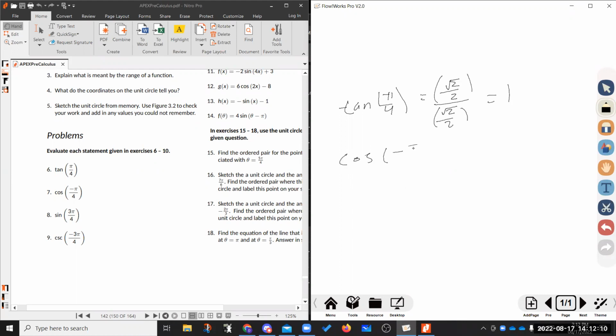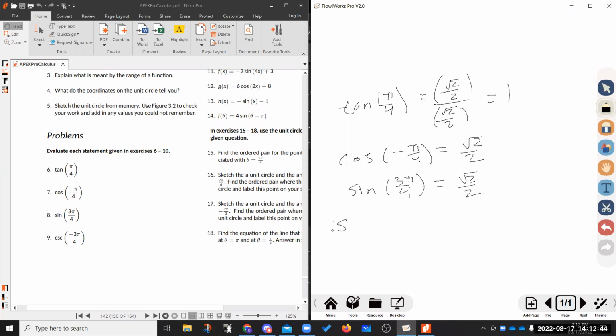Cosine of negative pi over 4 radians, so this is going to be the same as the cosine of negative 45 degrees. Cosine is going to be positive in quadrant 4, so this is going to be root 2 over 2. Sine of 3 pi over 4. 3 pi over 4 is in quadrant 2. The sine value is positive there, so that's root 2 over 2 because it has a 45-degree reference angle.